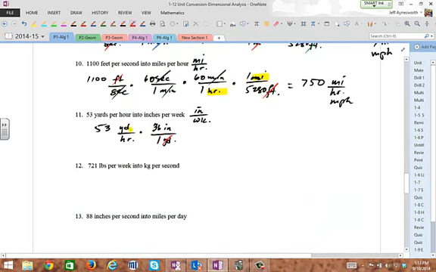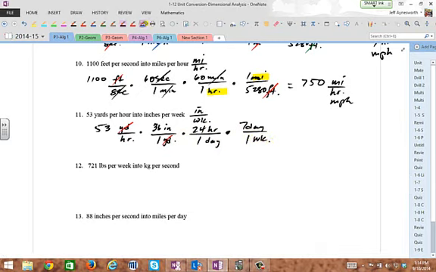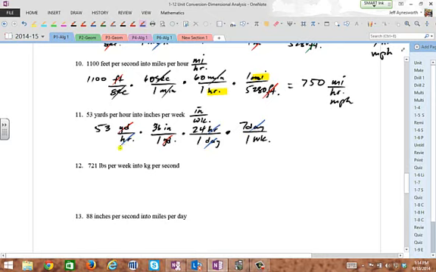Cancel out the yards, and we have inches per hour. But I don't want inches per hour, I want inches per week. So we got to convert the hours to weeks. So there's 24 hours per 1 day. And I know that there are 7 days per 1 week. And so you cancel out the days, cancel out the hours, and look what's left over here, guys. Inches per week.